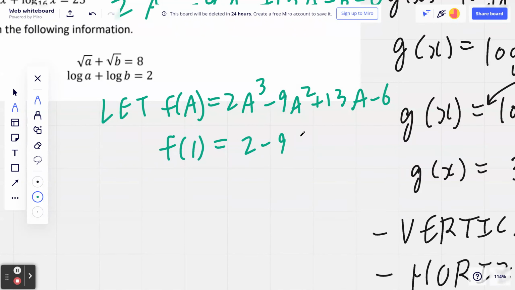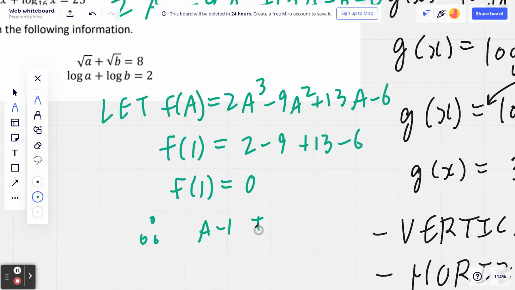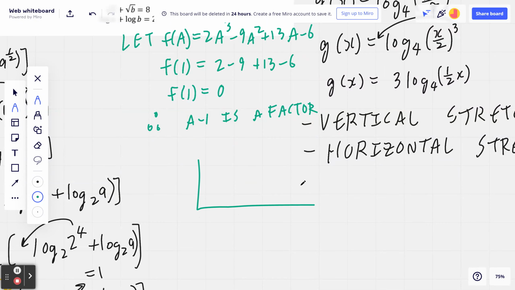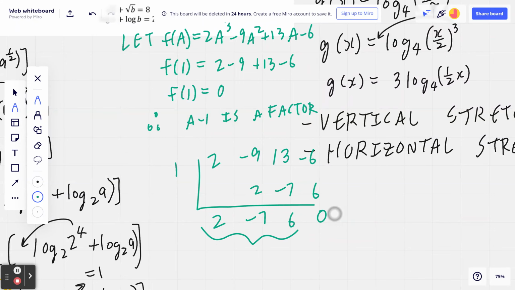This is going to be 2 minus 9 plus 13 minus 6. Now, if I'm doing this with mental math, that's negative 7 plus 7, which is exactly 0. This means a minus 1 is a factor. I go back to dividing, and I hope you remember there are two ways to divide. There's the long division method, or my favorite method, the shortcut, synthetic division. So that's going to be 2, negative 9, 13, and negative 6. I put a 1 at the front. I copy. I multiply. I add. I multiply. I add. I multiply. I add. The fact that the remainder is 0 signals to me that I'm doing it right.